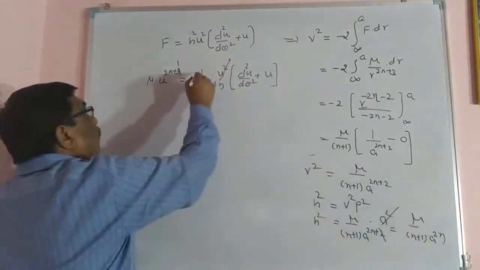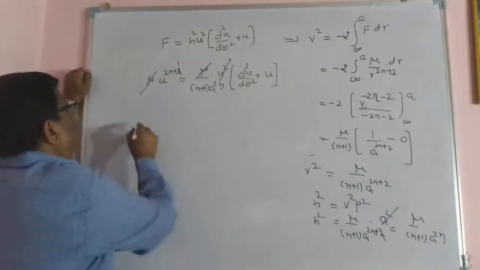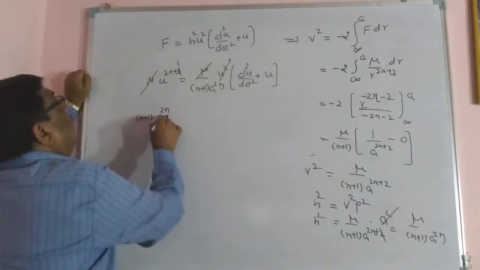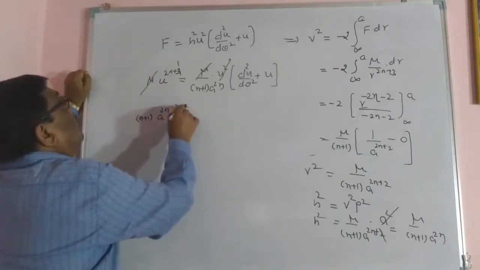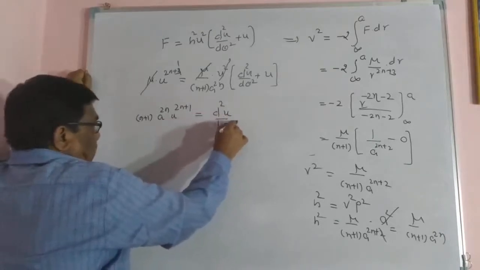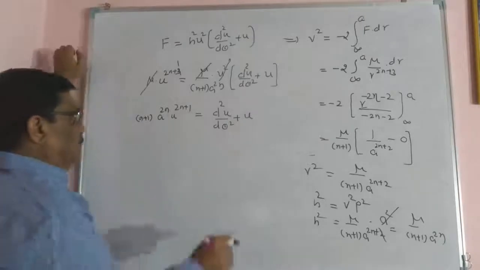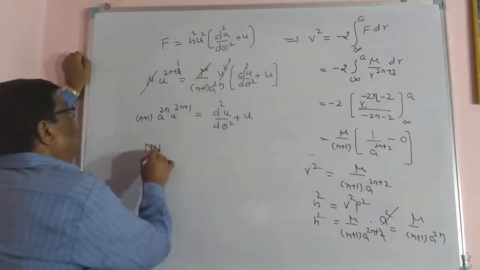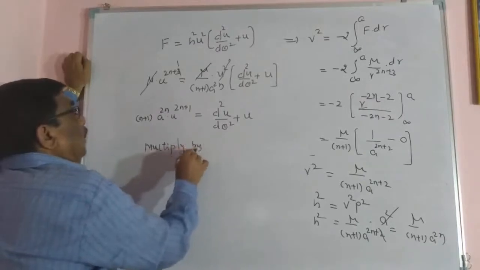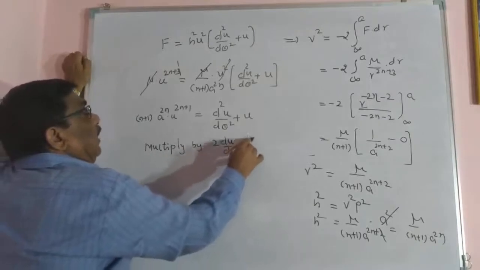So this mu I can cancel here. And n plus 1, e raised to 2n into u raised to 2n plus 1 equal to d square u by d theta square plus u. As you know, multiply both the sides by 2 times du by d theta.